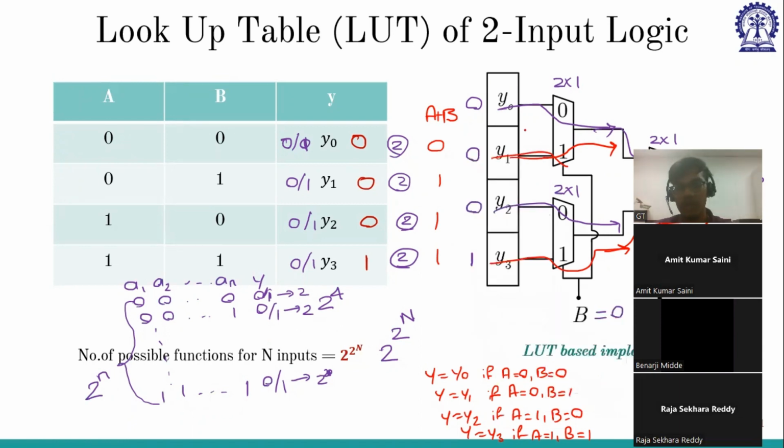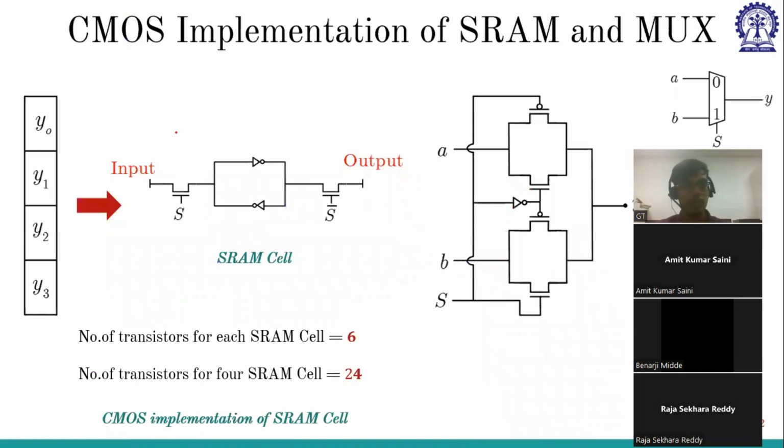Now we have to implement this circuit using CMOS logic. In the case of CMOS, this Y0 has to store data, right? So for that we use an SRAM cell. How does this SRAM cell work? Here one switch S is there. When this S is on, the input will come here and it will store. This is a bistable latch.